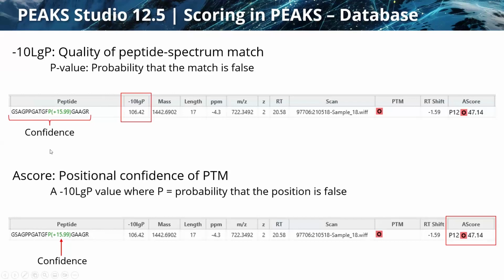And then additionally, you'll also see an A score specifically for PSMs that have a variable modification on them. And that's talking about the positional confidence of the PTM. How confident are we that we got the right location for the post-translational modification? And this can also be read as a -10 log P value, where P equals the probability that the position is false. So in both cases, if you think of a -10 log P of 20, that would be a p-value of 0.01, and so a confidence of about 99%. So a score over 20 is usually considered very good.